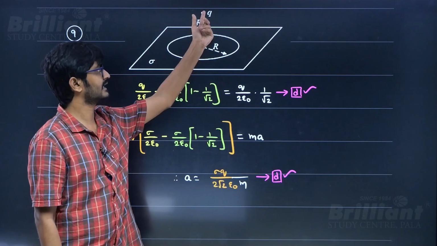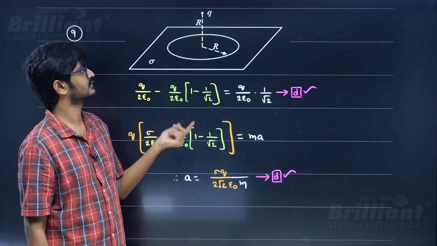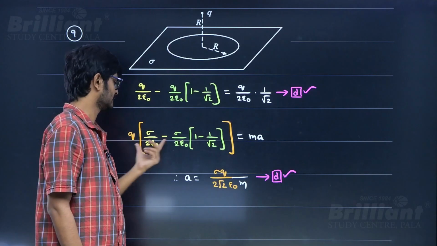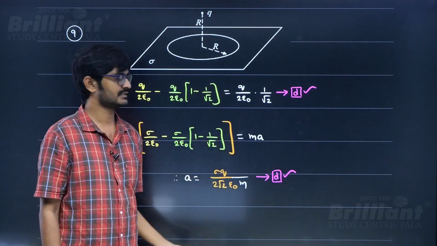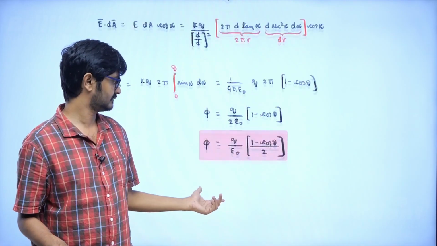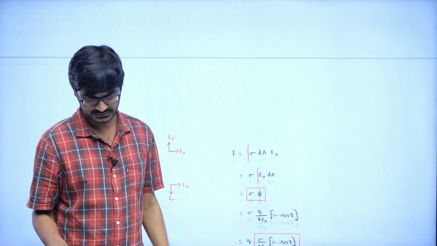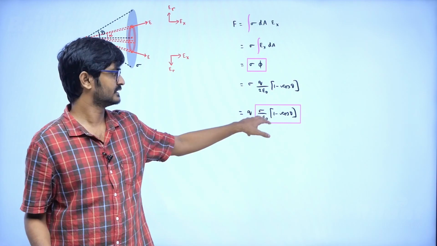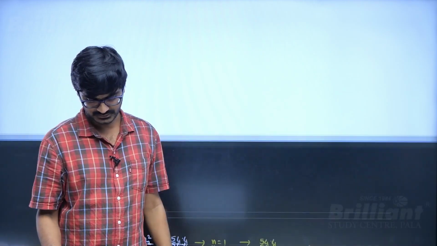Now that is the total field acting there, into Q. That will give us the force. So that is the force that will give you mass times acceleration. From there you can get the acceleration. Right? That flux is Q by 2 epsilon naught into 1 minus cos theta. Similarly, field due to disk is sigma by 2 epsilon naught into 1 minus cos theta.